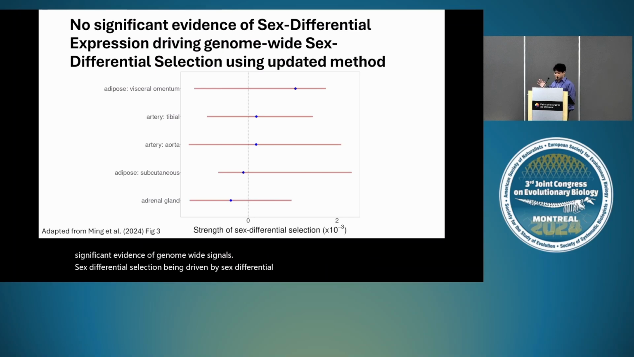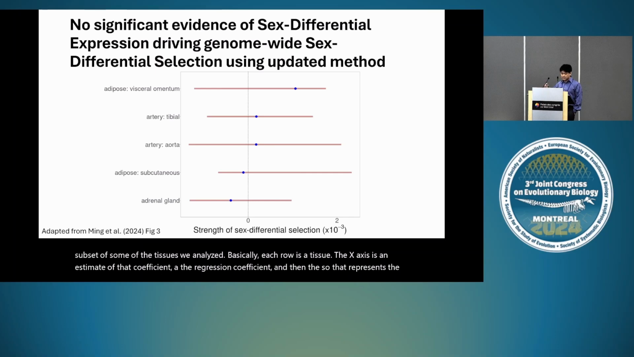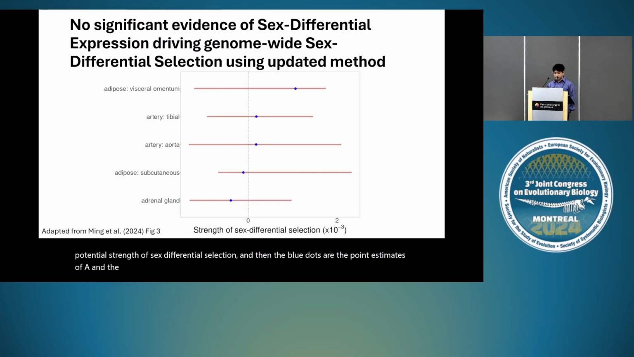So this figure shows a subset of some of the tissues we analyzed. Basically, each row is a tissue. The x-axis is our estimate of that coefficient A, the regression coefficient, so that represents the potential strength of sex differential selection. And then the blue dots are the point estimates of A, and the brown bars are the null distribution acceptance regions.